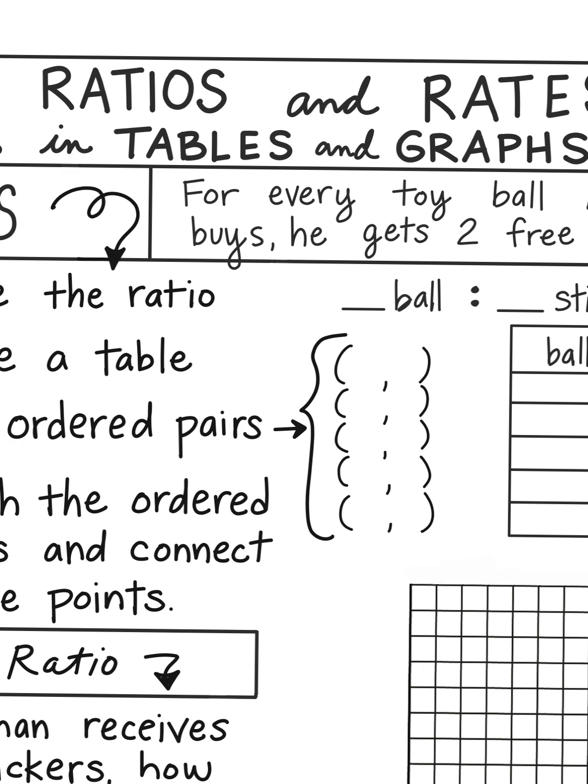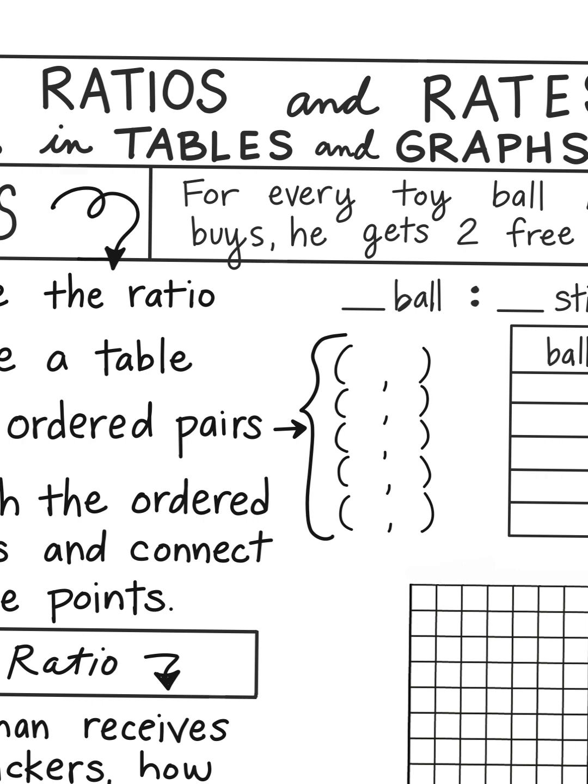All right. So we are looking at information that is given to us in a table, putting that information into ordered pairs, and using those ordered pairs to plot the points on a graph. So I have a situation at the top. It says for every toy ball Nathan buys, he gets 2 free stickers. Okay, so we can pretend like maybe they're like the little bouncy kind, you know, that you throw and they bounce everywhere. Hey, can you put that up, please? Thank you.